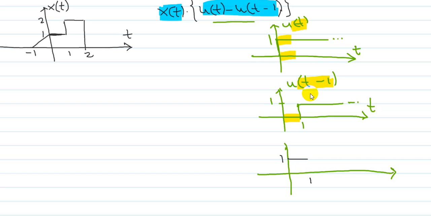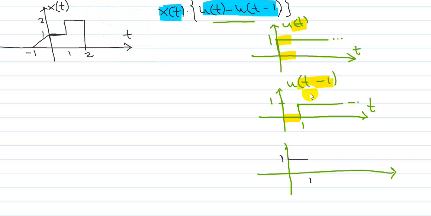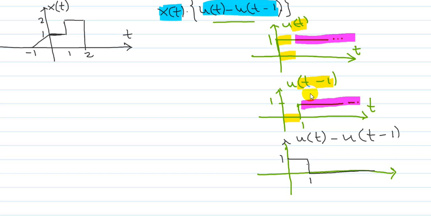Now, after 1, the amplitude of the first signal is 1, and afterwards the amplitude of the second is again 1. So 1 minus 1 gives 0. All the values after 1 will be 0, continuing as 0. So this is your signal u of t minus u of t minus 1.